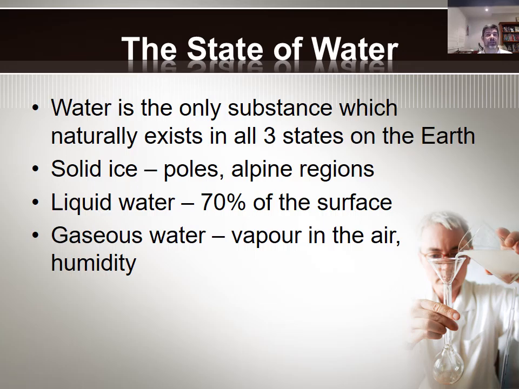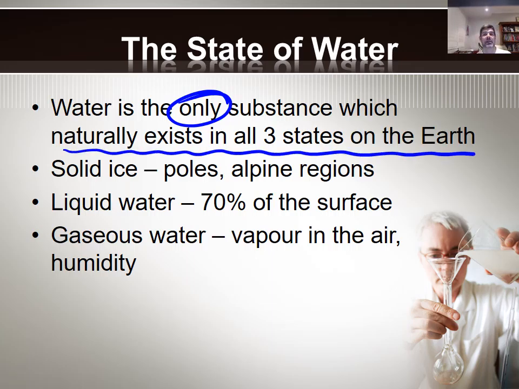So the really interesting thing about water is that water is the only substance that we know of that can exist naturally in all three states on the Earth simultaneously. It exists as a solid, ice at the poles permanently, and also in alpine regions. We know that there's certain places around the Earth where it snows at different times in the year. And this is solid ice. This is solid water or ice.